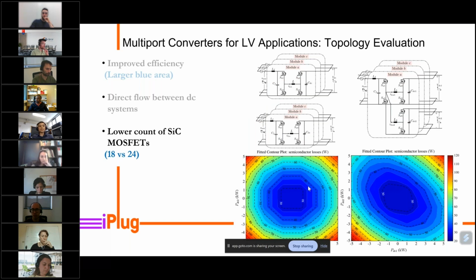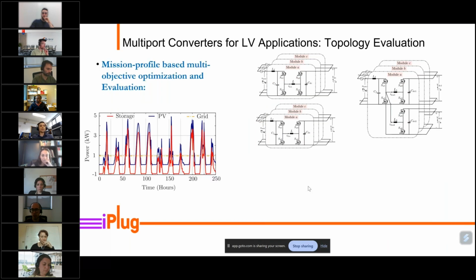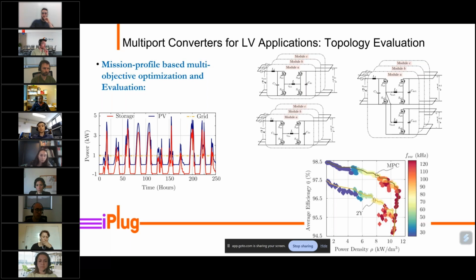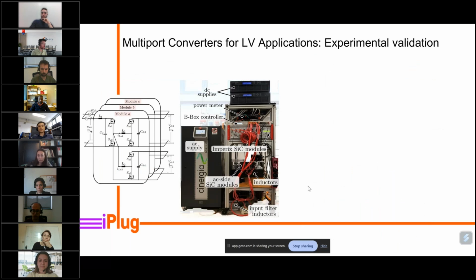We then move to a more systematic evaluation using Pareto multi-objective optimization. So we have a real mission profile for PV and storage coupled to the AC grid. And as we can see from this figure also, the multiport converter attains improvement in both efficiency and power density. So we are optimizing the power electronic interface between the DC systems and the AC grid. Then we have moved to the experimental verification.